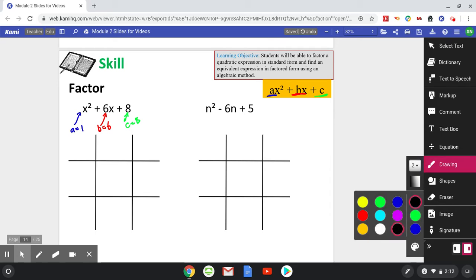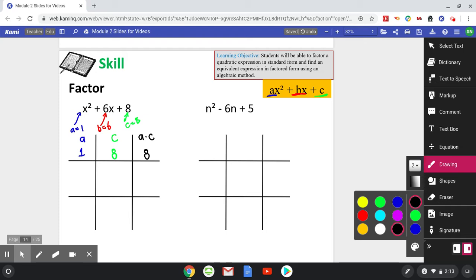Once we have that, we're going to be placing the numbers accordingly. In the first space, we will be putting A. A, we said, was equal to 1. On the middle space, we will be placing C. C is equal to 8. And on the last one, we will be multiplying A times C. So 1 times 8 would give us 8. B will come into play in a little bit.